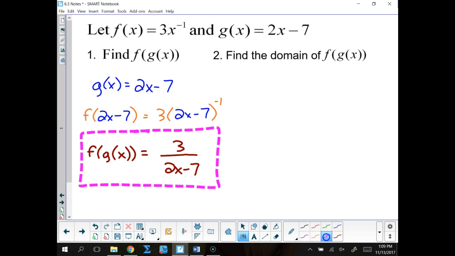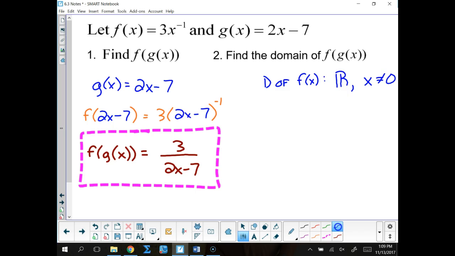Okay. Now, let's talk domains. What is the domain of f of x? All real numbers, but x can't be 0. Because if x is 0, then we're dividing by 0, right? 0 to the negative 1 power is 1 over 0, and that's not going to happen. Okay?